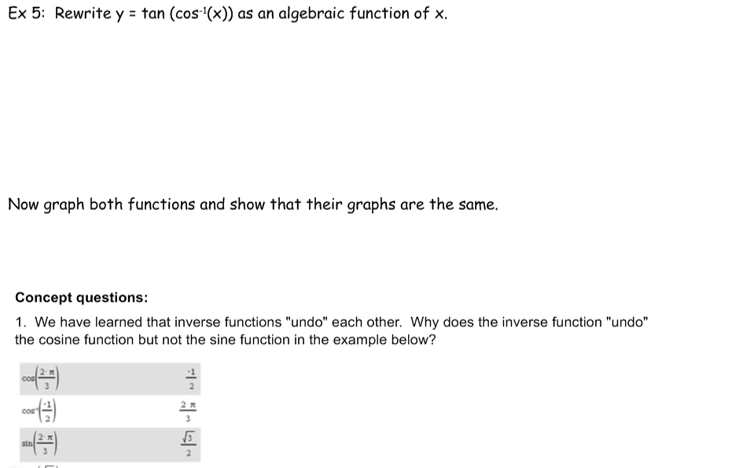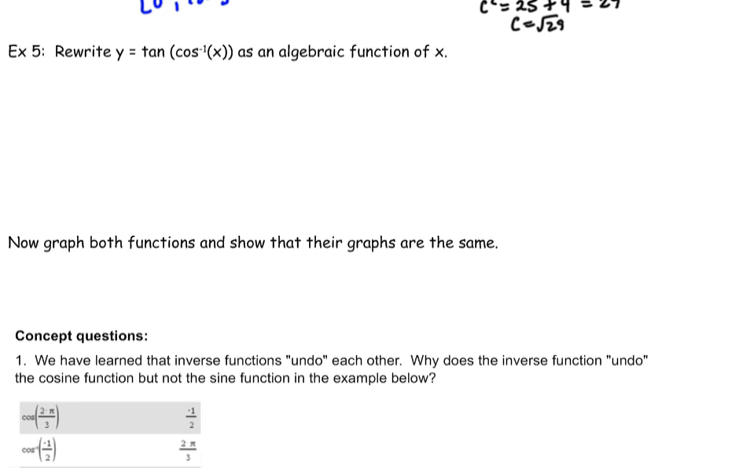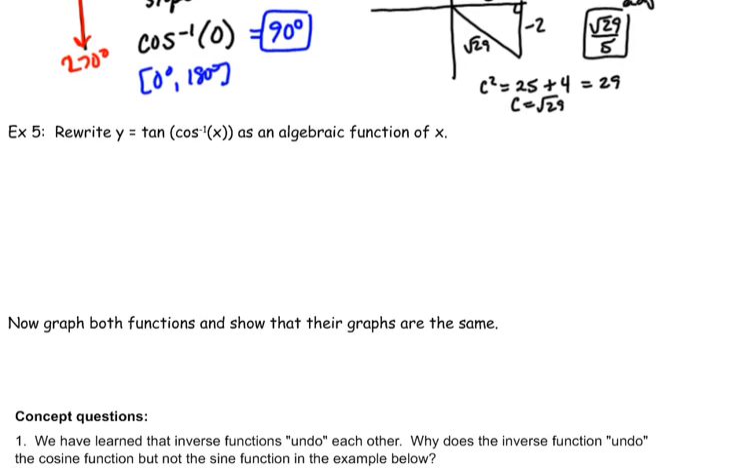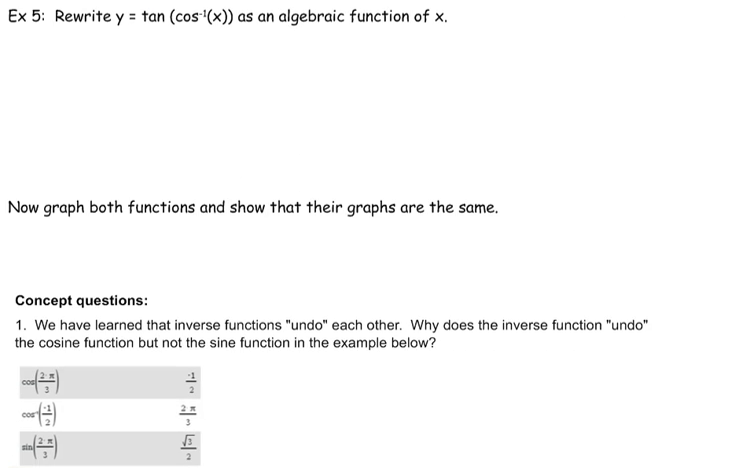So this is asking me to rewrite y equals tangent of inverse cosine of x as an algebraic function of x. And I want to look back up and say this is very similar to problem number 4 that we just did. We never needed to actually know what the angle was. We just had to look at the ratio of the sides and use the Pythagorean theorem to figure out a different ratio of the sides. We had 2 sides, found the third side, and then used a different ratio. It's exactly what we're going to do in example 5, except we don't have specific numbers.